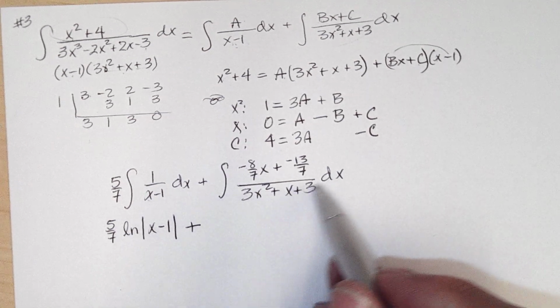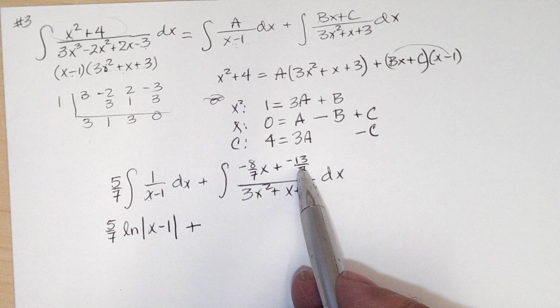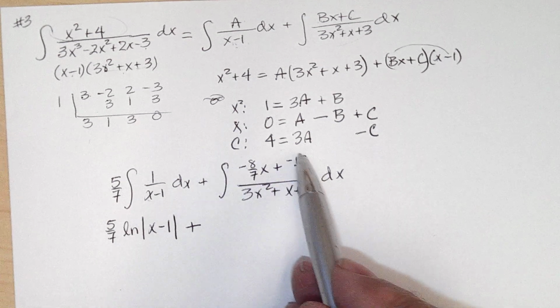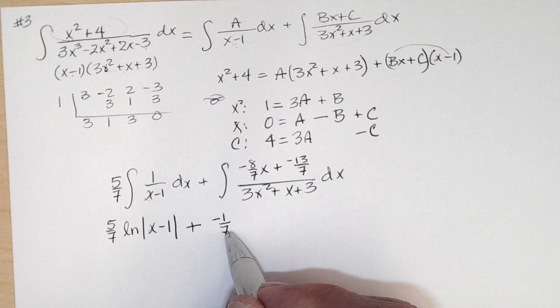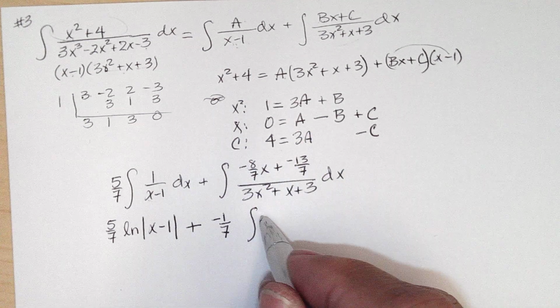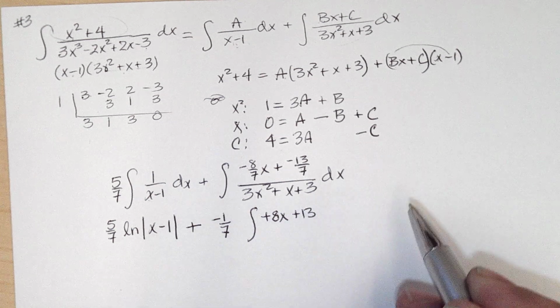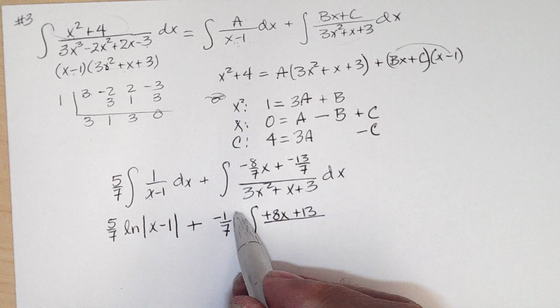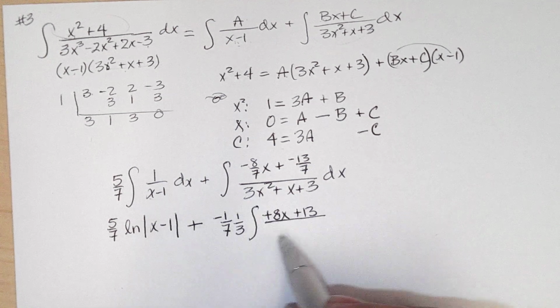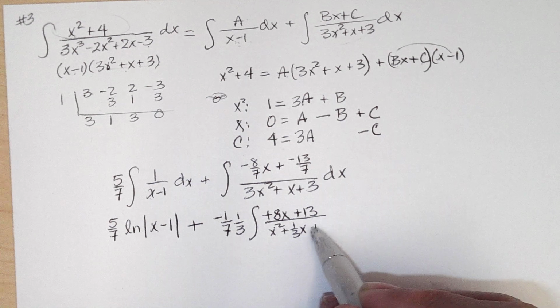This one is a pain in the rear. Now to start with, I see both of these have a 7th and a minus times this, so I'm going to pull out a minus 1/7, and that would leave negative 8x plus 13 in the numerator, and in the denominator I am going to pull out a 3, which would mean I'd have x squared plus 1/3 x plus 1.